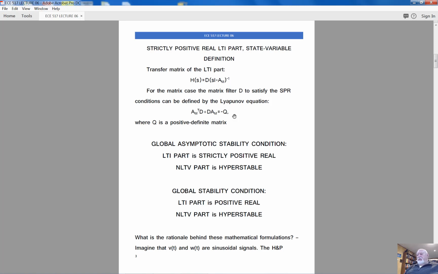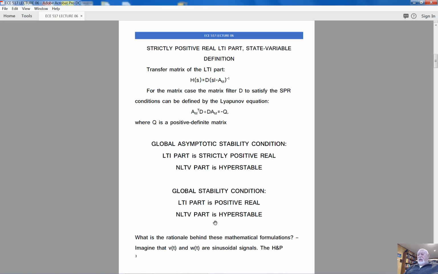And then you have to accept the following reality of life: the global asymptotic stability condition implies that the linear time-invariant part is strictly positive real, and you have the definition for the state variable case and for the scalar case. The nonlinear time-varying part must be hyperstable, or must satisfy the Popov integral inequality. And then there is the global stability condition, not asymptotic: the linear time-invariant part is positive real, not strictly positive, but positive real, and the nonlinear time-varying part is hyperstable.